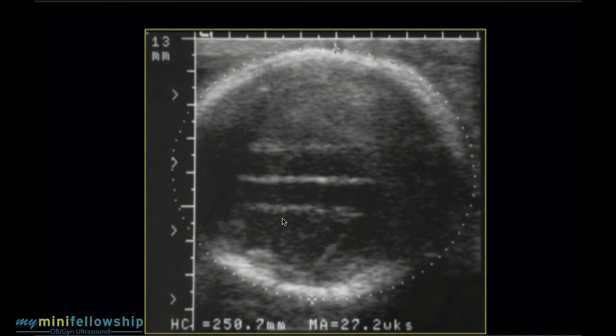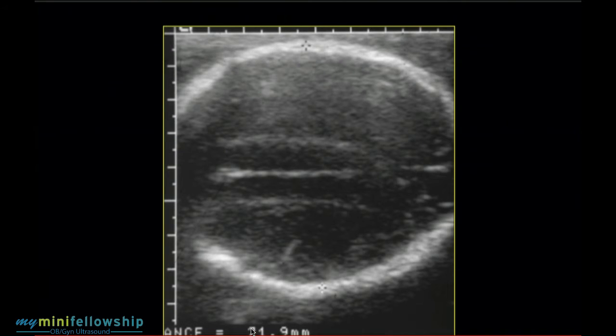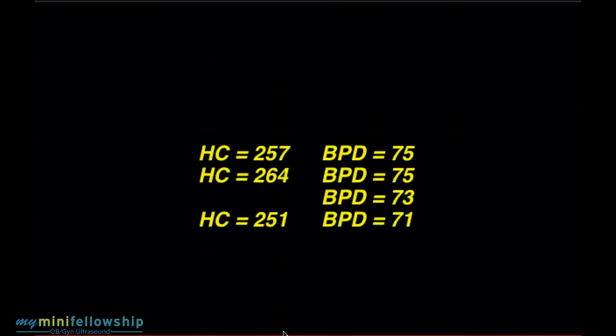Now here, the plane of section is too high. We are above the level of the third ventricle and thalami. In fact, we are even above the level of the lateral ventricles. If we measure the head circumference here, we see it comes out to 251. If we measure the biparietal diameter there, it comes out to 71.